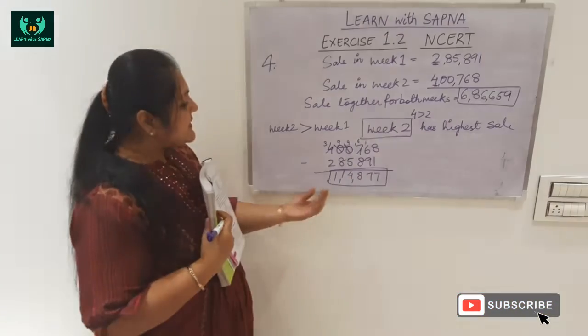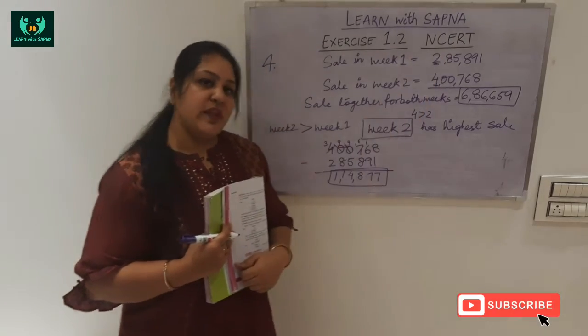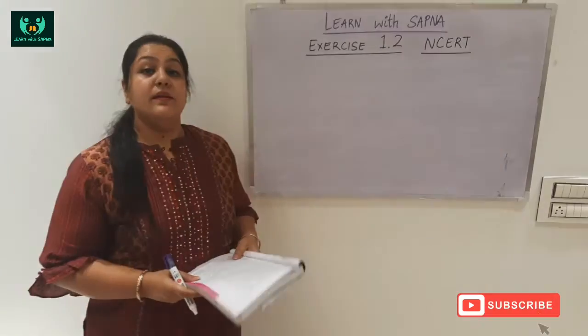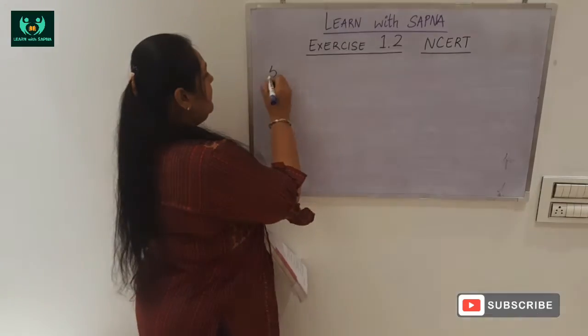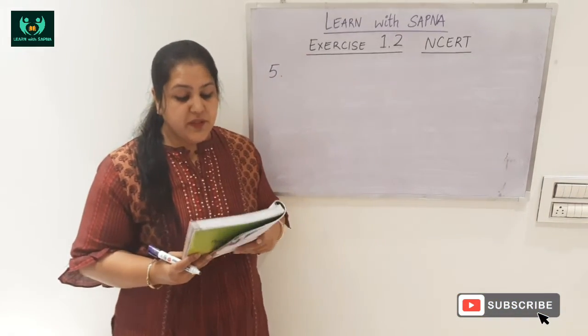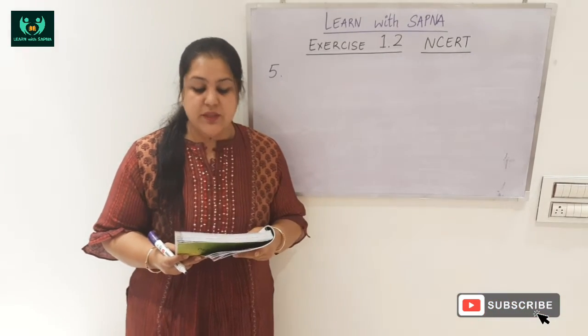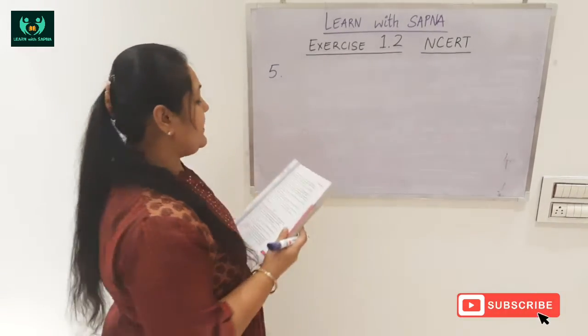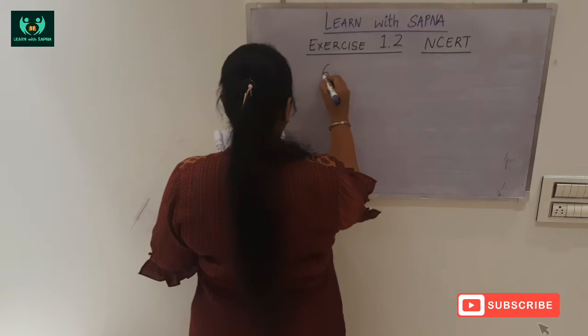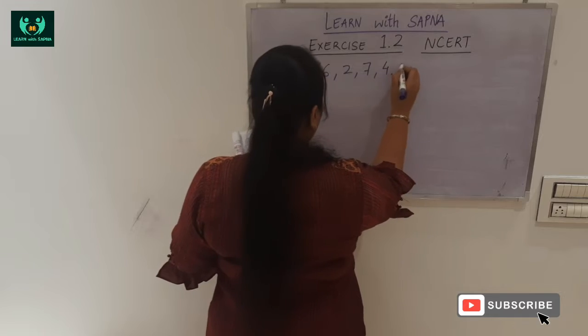1,14,877. By this much amount, the sale in week 2 was greater than in week 1. So question number 5. Now this says we have to find the difference between the greatest and the least 5-digit number that can be written using these digits only once. What are the digits? 6, 2, 7, 4 and 3.